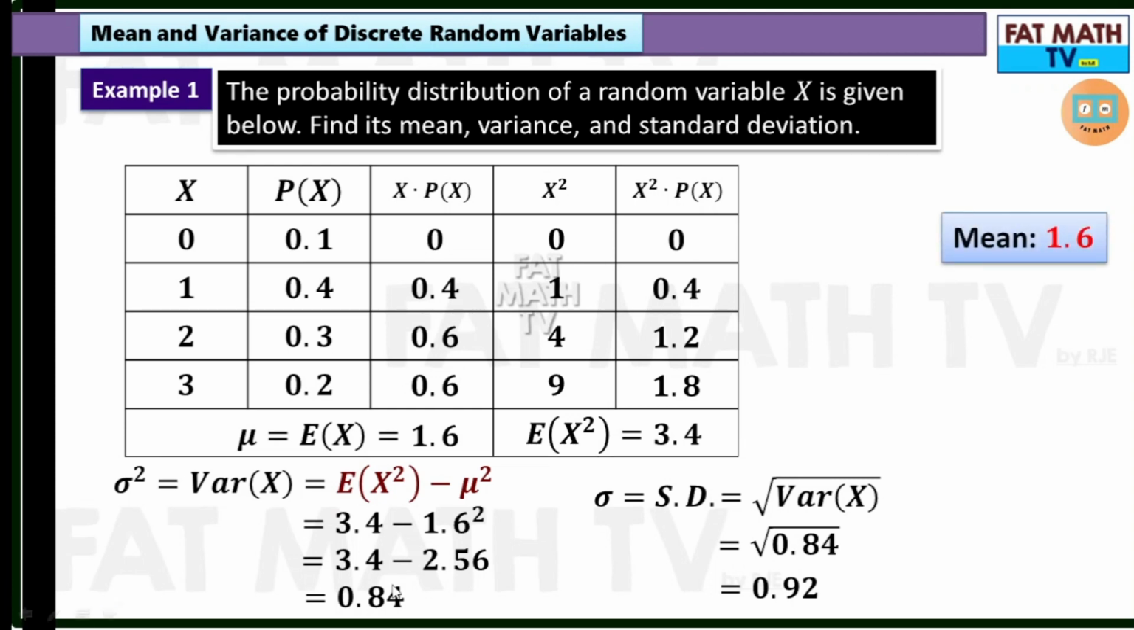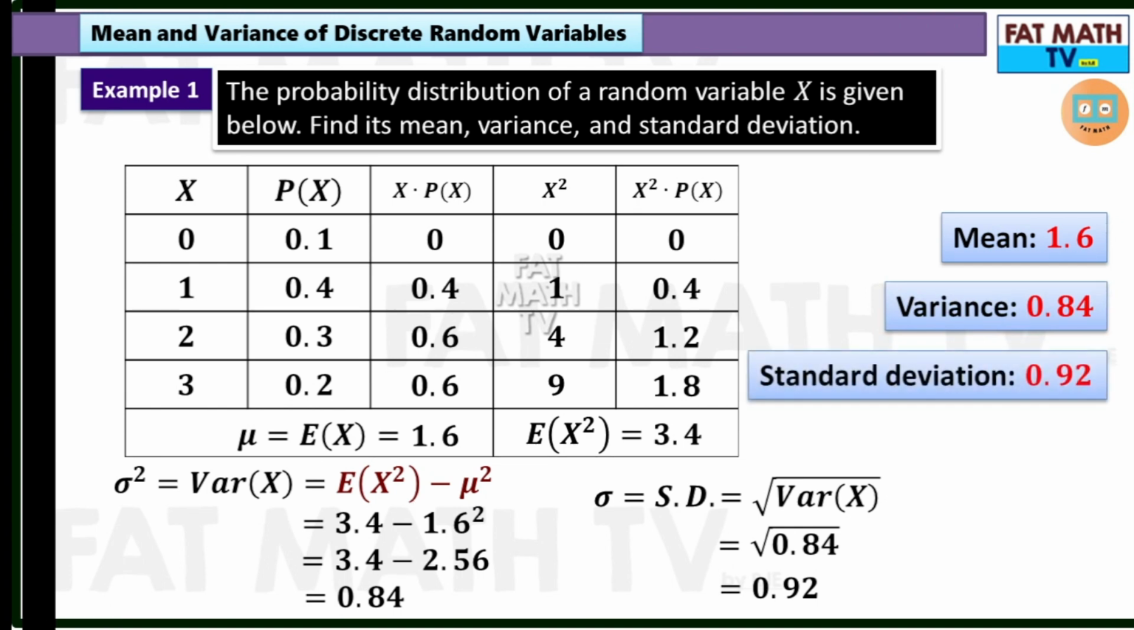So the mean is 1.6. It's this one. By multiplying x and p of x and then adding all the products. And then for the variance, we have to solve for the expected value of x squared by squaring x and multiplying by p of x. And then use the formula for the variance. For the standard deviation, you just get the square root of the variance. So in this video, we have 3 examples, and hopefully with these 3 examples, you can already memorize the procedure on how to find the mean, variance, and standard deviation.